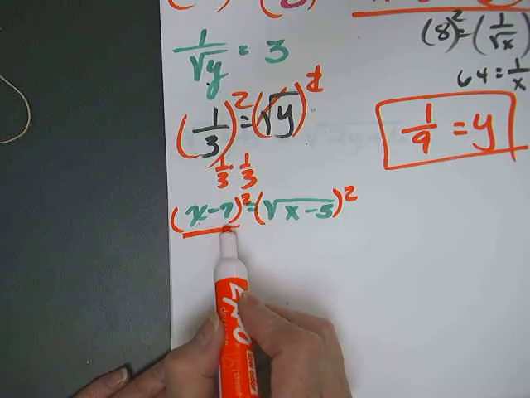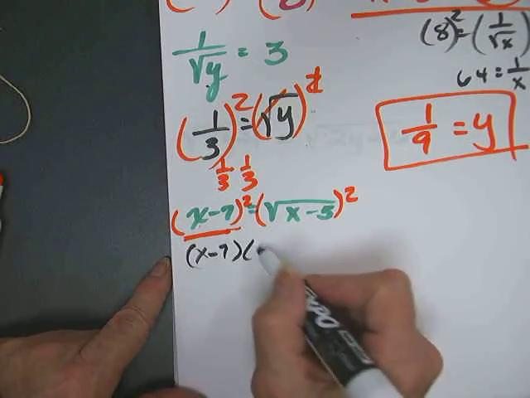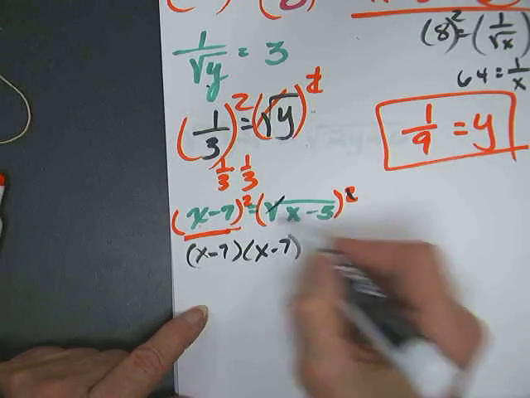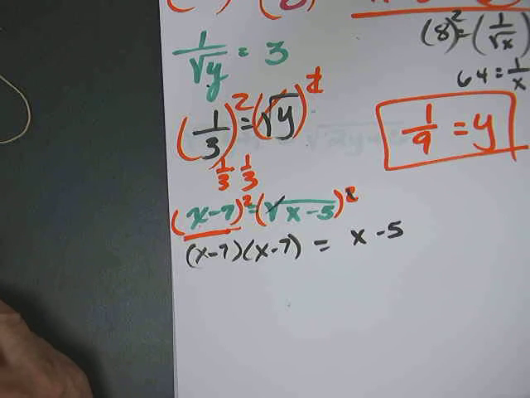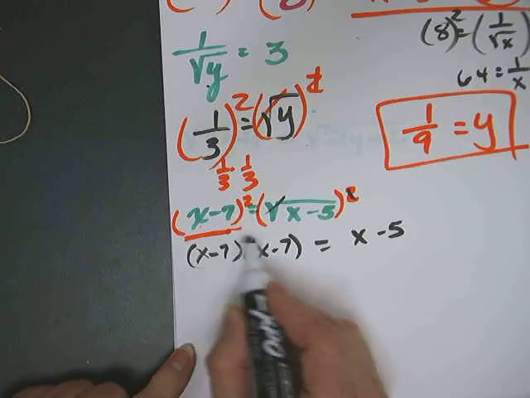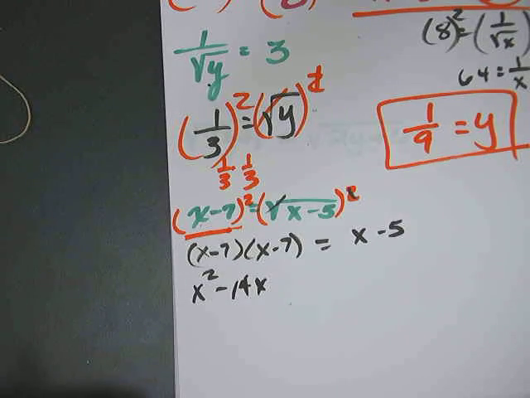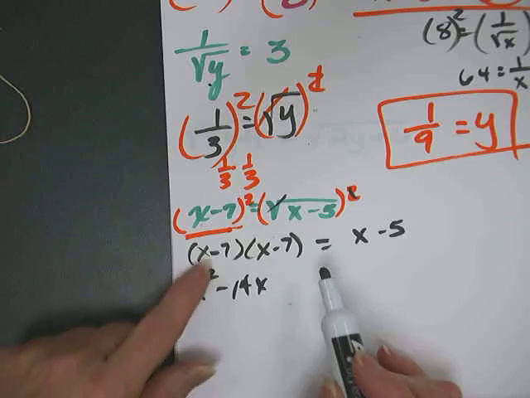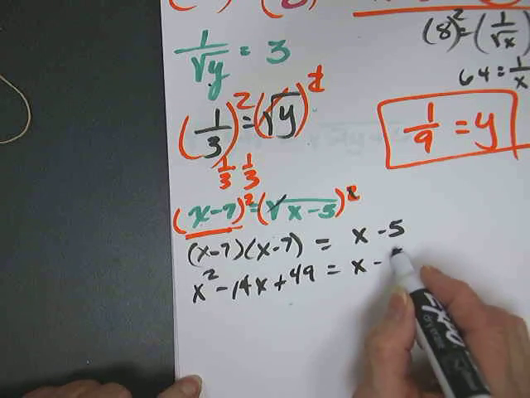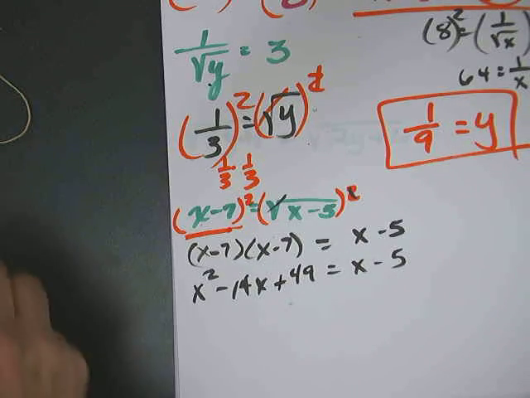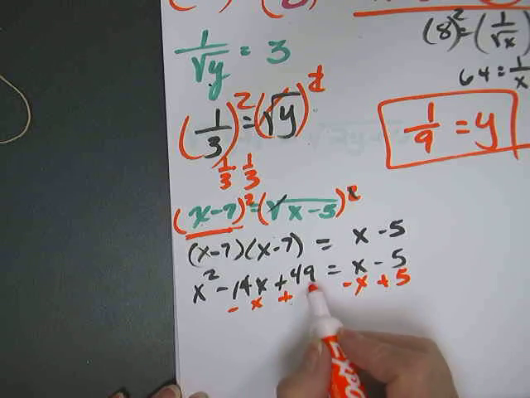Okay, we got square root by itself over here. So we can square that side, square this side. This is going to take a little while because squaring this, you're going to FOIL. So we have x minus 7 times x minus 7 equals x minus 5. FOILing, we have x squared minus 7x minus 7x is minus 14x. That's our outside inside. Last times last is plus 49.